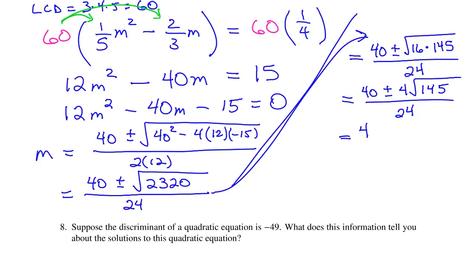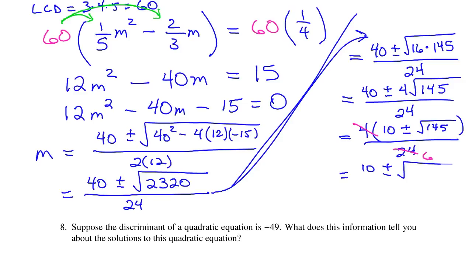Factor out a 4 from each of those terms. So we're going to get 10 plus or minus the square root of 145 divided by 24. Cancel off the 4, and that leaves a 6 in the denominator. So the result is 10 plus or minus the square root of 145 divided by 6.